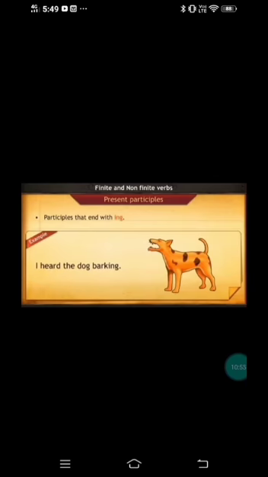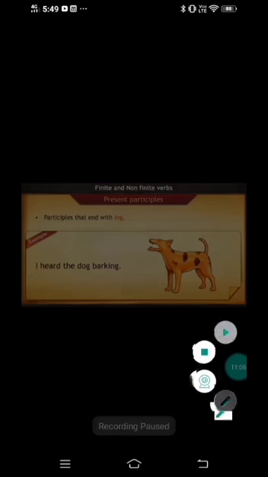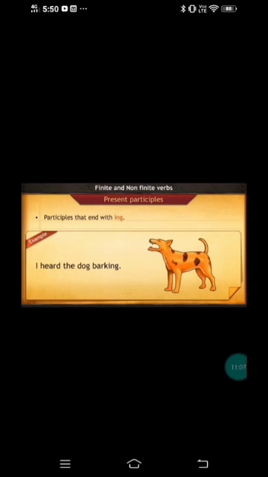In present participle, see the sentence, I heard the dog barking. Here, what is the dog doing? It's barking. Actually, barking is a verb, right? But it is describing how the dog is, what the dog is doing. I heard the dog barking. And also verb plus ing. It is present participle, where the action is continuing.